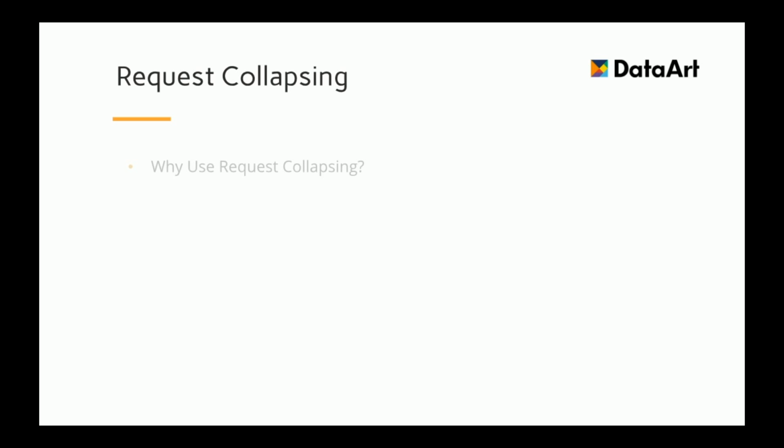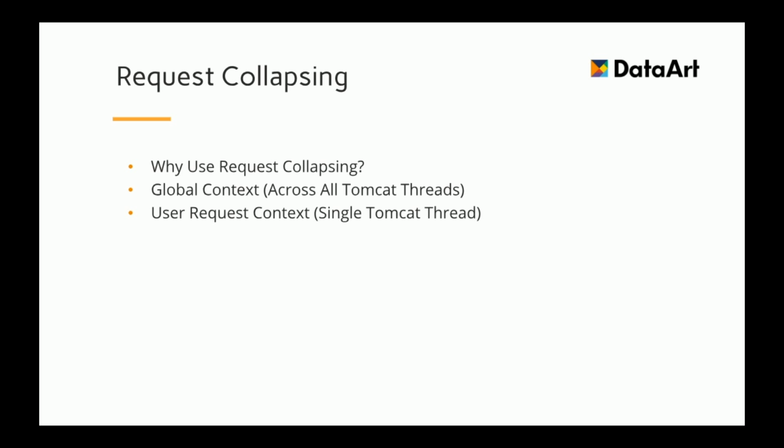And one important thing is that we can use this feature in two contexts. In a global context, across all Tomcat threads and across all users, we can collapse requests from other users. Or if that is not the case for us, we can use it in a smaller context, so we can use it only for one user. Okay.